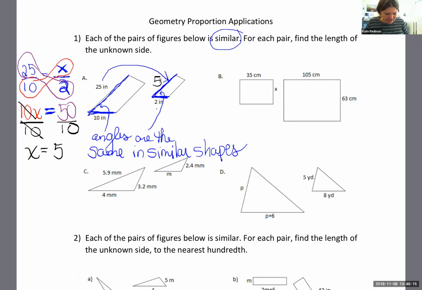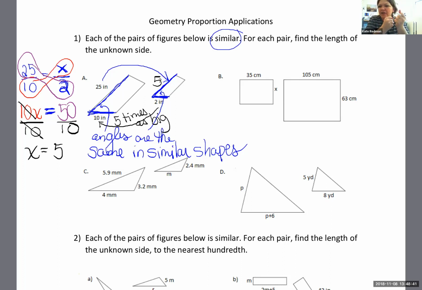Some people notice, hey, Kate, look, it's 5 times as big. And so they don't have to do the proportion work. They go, oh, look, if 2 got multiplied by 5, then 5 times 5 is 25. Oh, my goodness, that must be a 5. And they just see it. And if you do, you're a blessed person. But it doesn't mean you don't need to learn proportions.